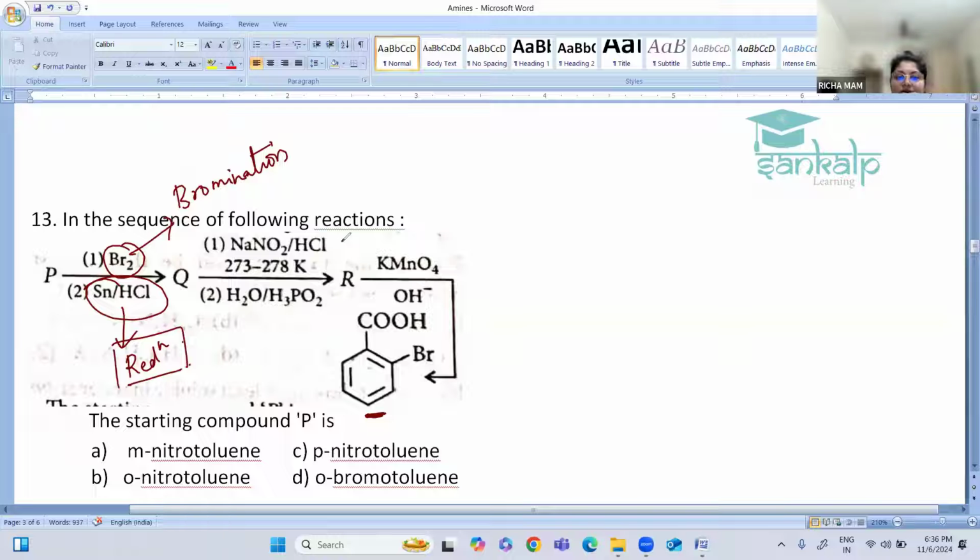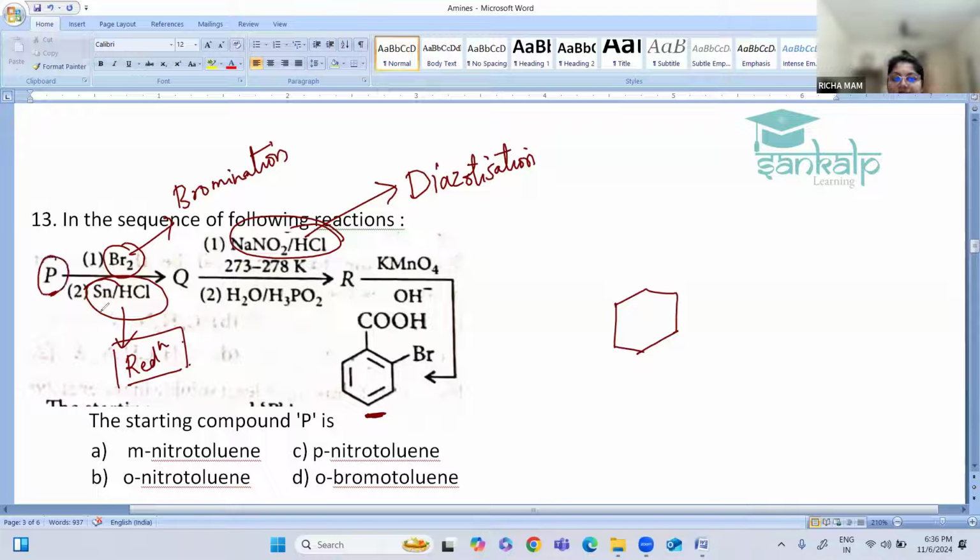Then NaNO2 in the presence of HCl is used for diazotization, right? When we have to do diazotization on aniline, our starting product has aniline. So here we are reducing it, so our Q will have aniline. We are having Q as an aniline.